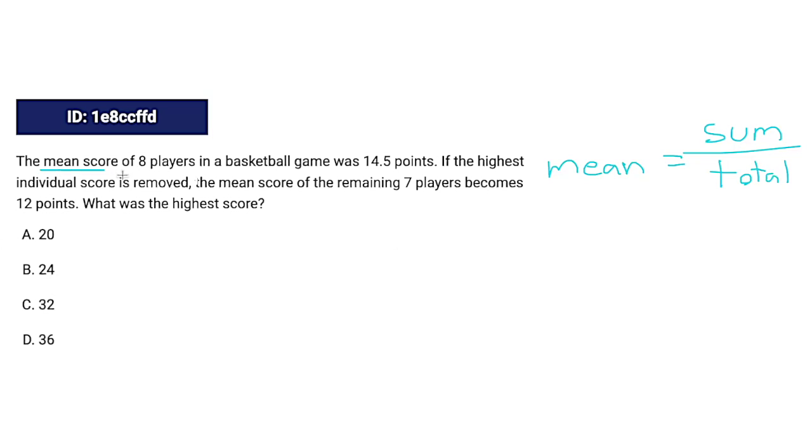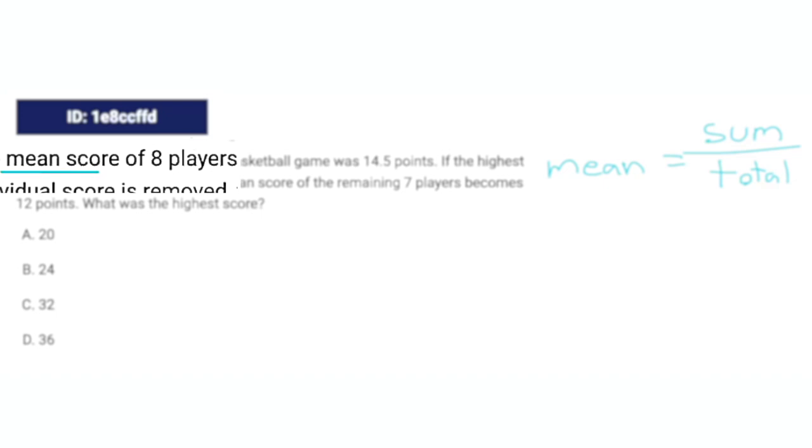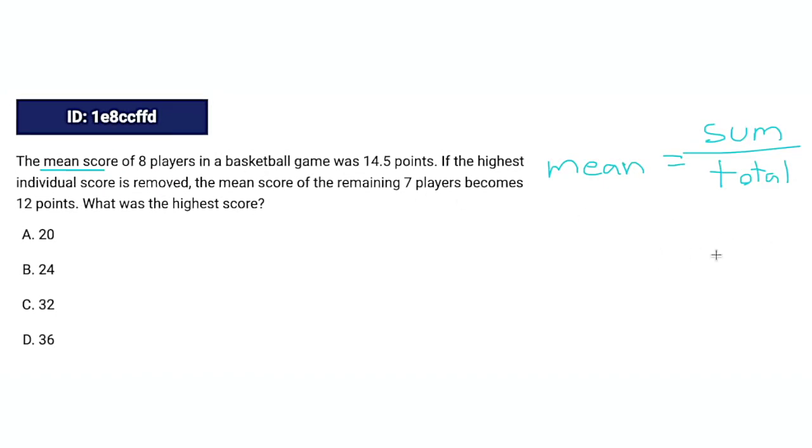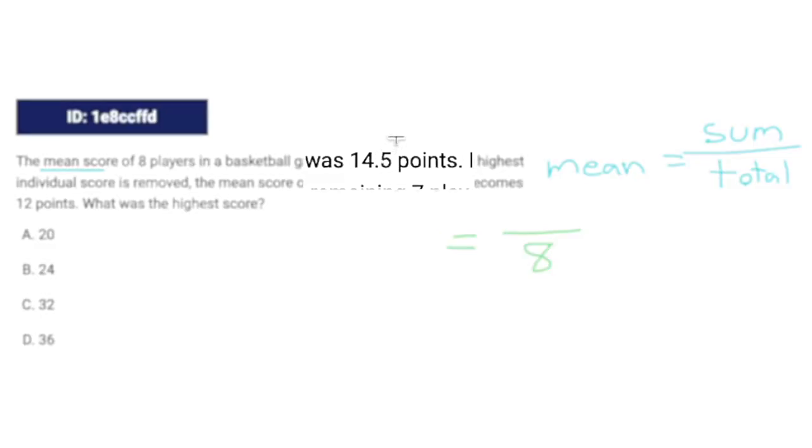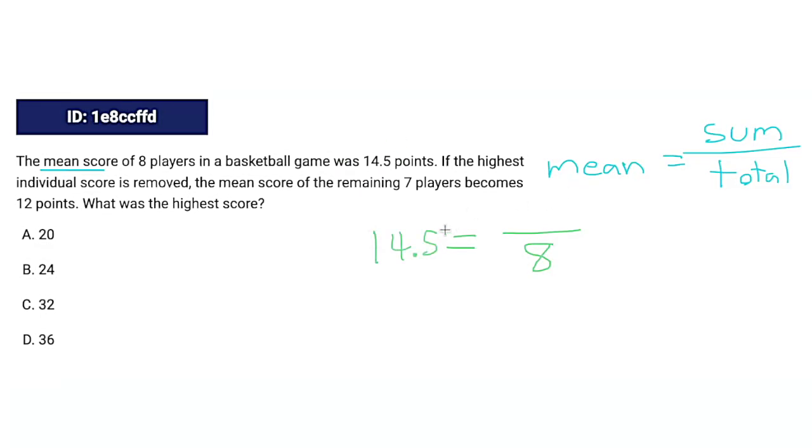Well, they said the mean score of 8 players, so 8 players is the total number of players, so that would be our total. The mean was 14.5, so that's going to replace the word mean. And the sum is our only unknown. And we might as well figure out what that is. Could come in handy, right? So if we multiply 14.5 times 8, let me use my calculator so I don't get myself into trouble here. 116, and that's pretty much everything there is to know about the first sentence.